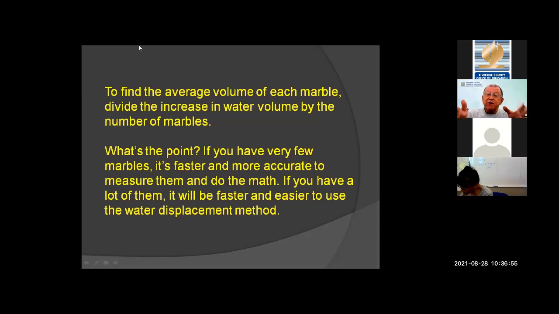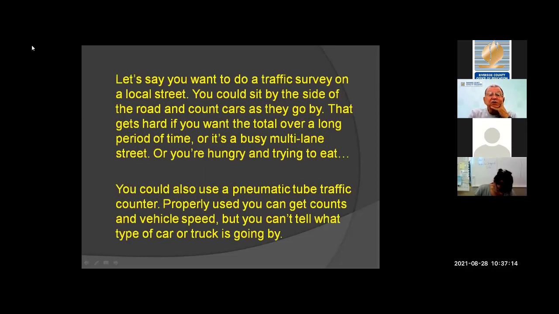Here's where it's going to make a difference depending on what you're trying to do with the results when you get them. The point is, if you have very few of anything, it's faster and more accurate to measure them and do the math. If you have a lot of them, it's probably faster and easier to do a different kind of method. In this case, the water displacement method that I was just talking about.